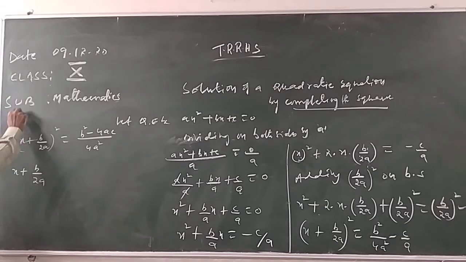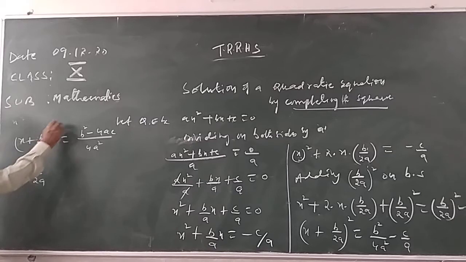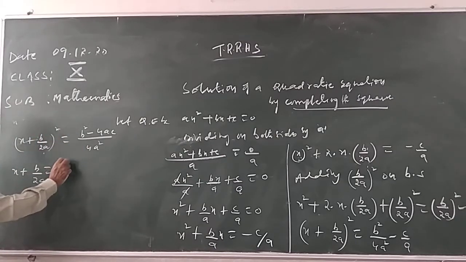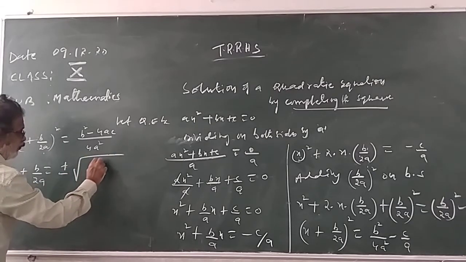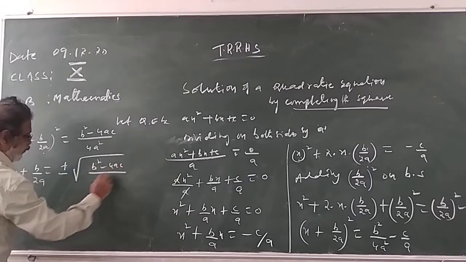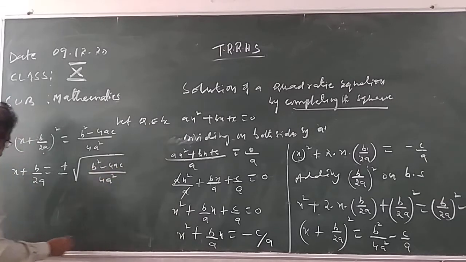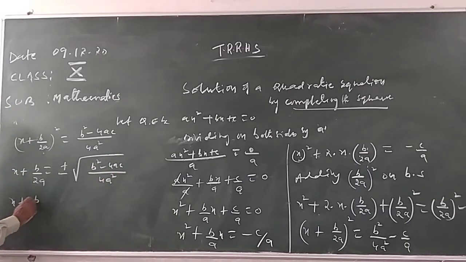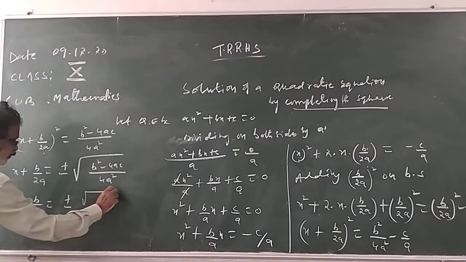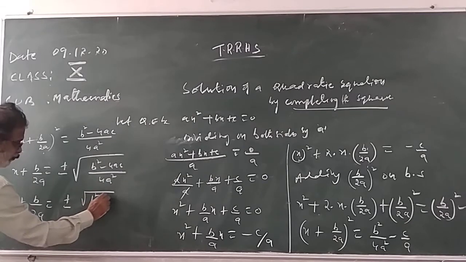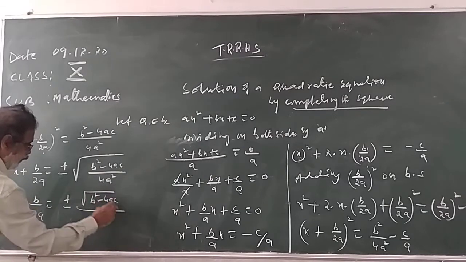Like, if x square is equal to 25, x is equal to what? Plus or minus root 25. x plus b by 2a whole square is equal to this one. x plus b by 2a is equal to, the square is removed, and on the right side keep the under root. Under root of b square minus 4ac by 4a square. So x plus b by 2a is equal to plus or minus under root b square minus 4ac by 4a square.